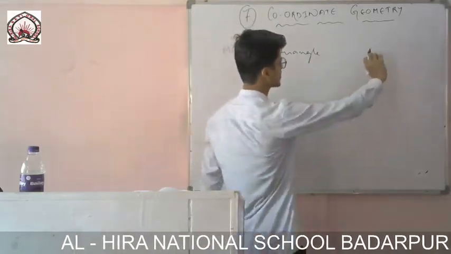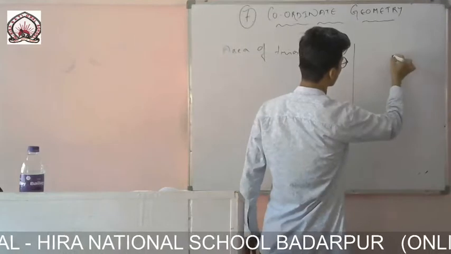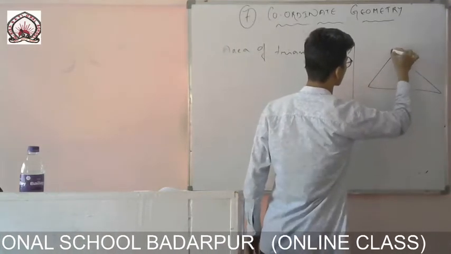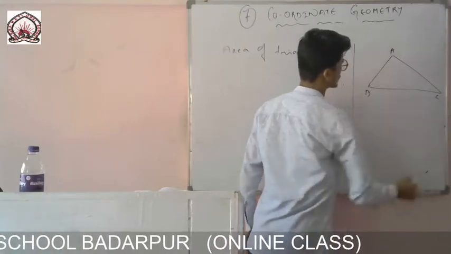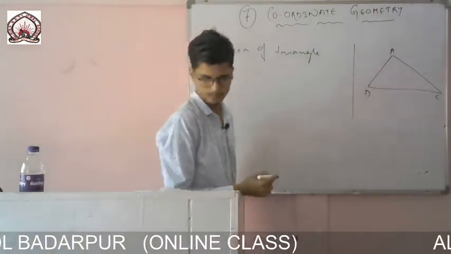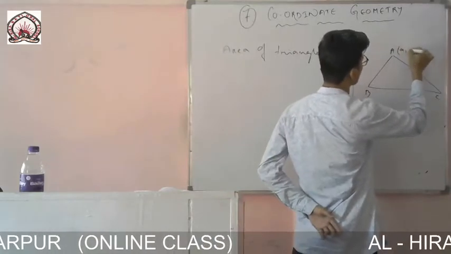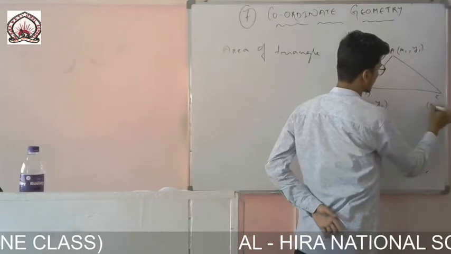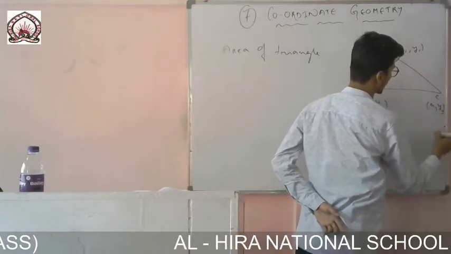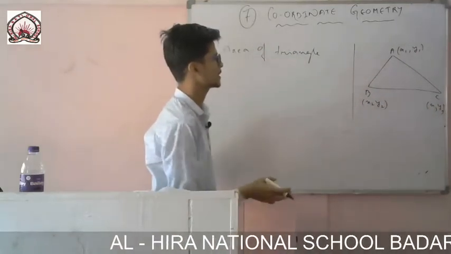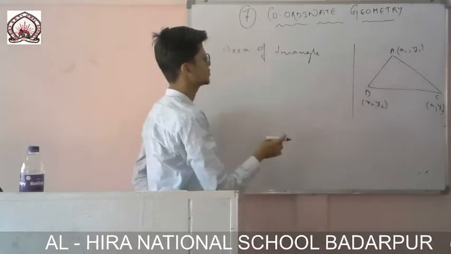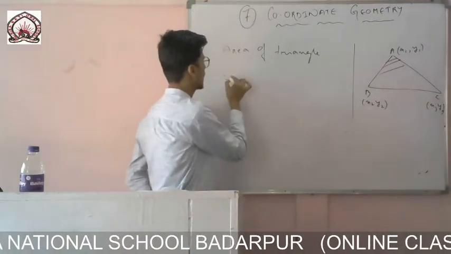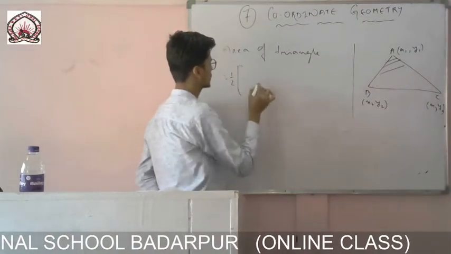Simply you just remember the formula. I will show, if these are the three coordinates, let me draw a triangle. These are the three vertices A, B and C. So if I give the coordinates x1, y1, x2, y2, and this one x3, y3, then you can easily find the area of the triangle by using the formula: half into, you give the bracket.